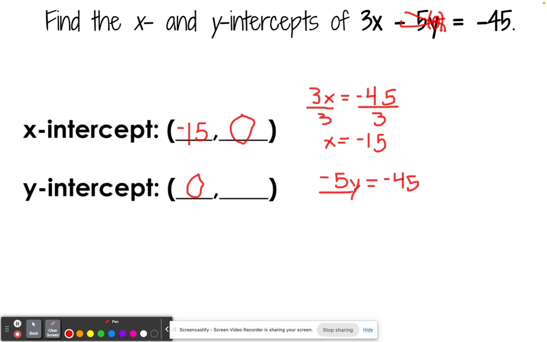Now here, let's divide by 5 to find out what my y-intercept is. Y would be negative 45 divided by negative 5, which is positive 9. So those would be my two intercepts.